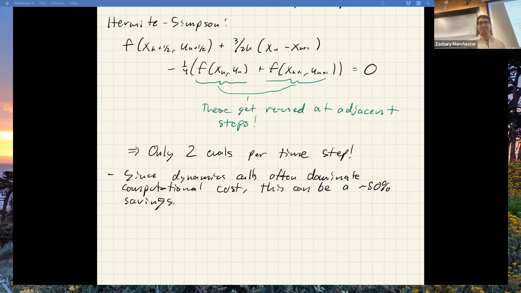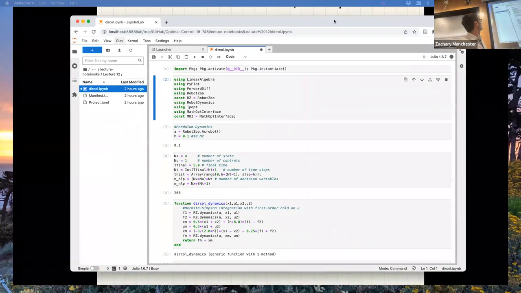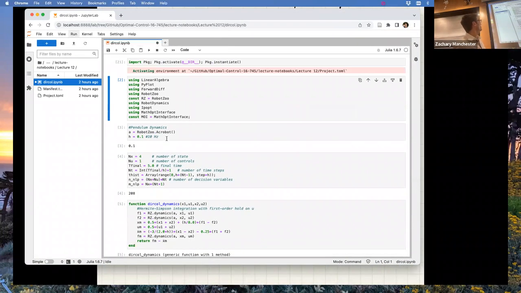Where's the code? Hopefully it works. Okay, here we go. Here's code. Yay. Let's zoom in a little bit. Maybe I can make this bigger.